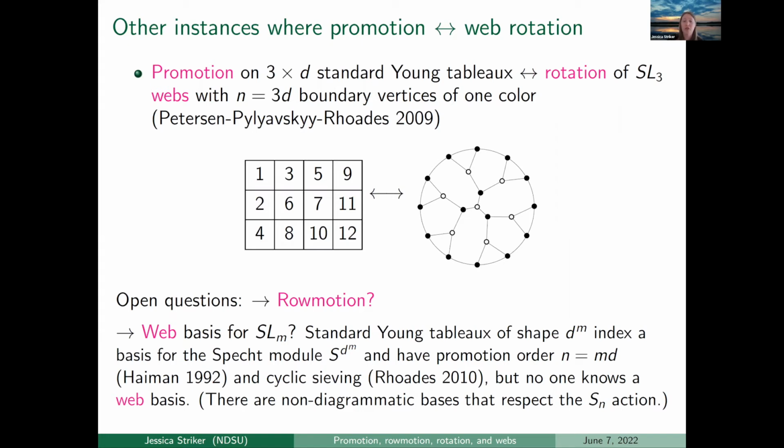it's known that promotion has a nice order for rectangular shapes and even cyclic sieving, but we don't have a diagrammatic web basis for the Specht module that rotates in the way that we want it to, so that you can actually see the rotation. Okay, so that's a really intriguing open problem.